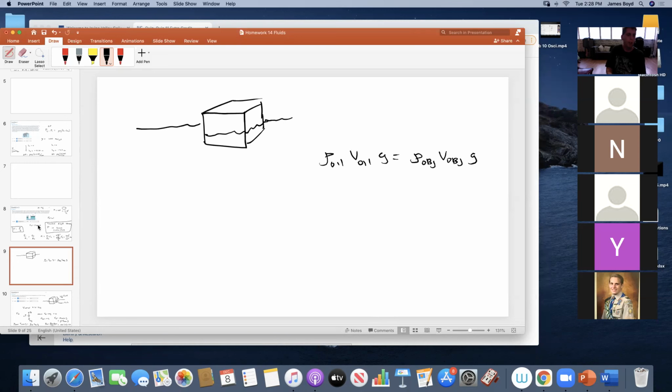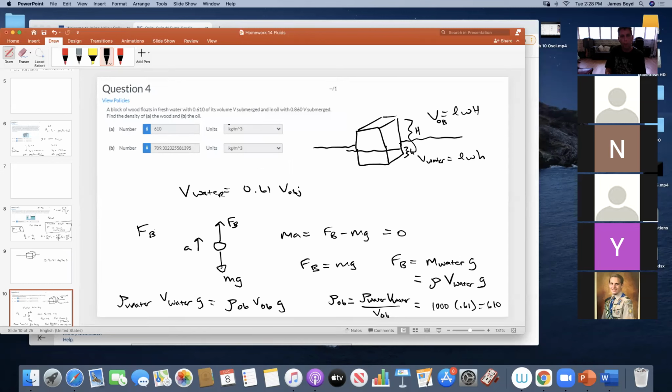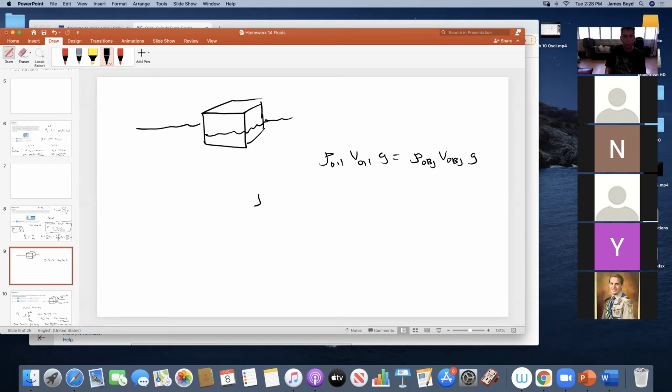The g's cancel. We're told that 0.86 of the volume is submerged. So the volume in the oil is 0.86 times the volume of the object. The g cancels. The density of the oil is therefore the density of the object times V of the object over V in the oil.